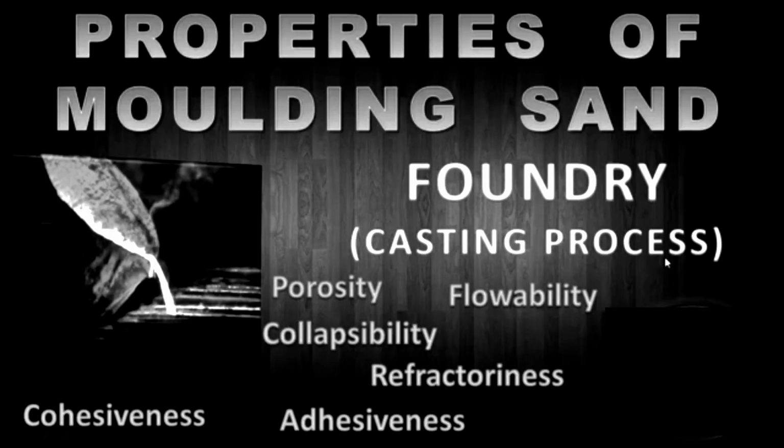Molding sand is used to make sand molds in sand casting. It is the building block for molds, and depending upon the sand used, the properties of the final casting vary. So it is important to study types of molding sands and their properties. In the previous video, we discussed types of molding sand, and in this video, we are going to discuss properties of molding sand.